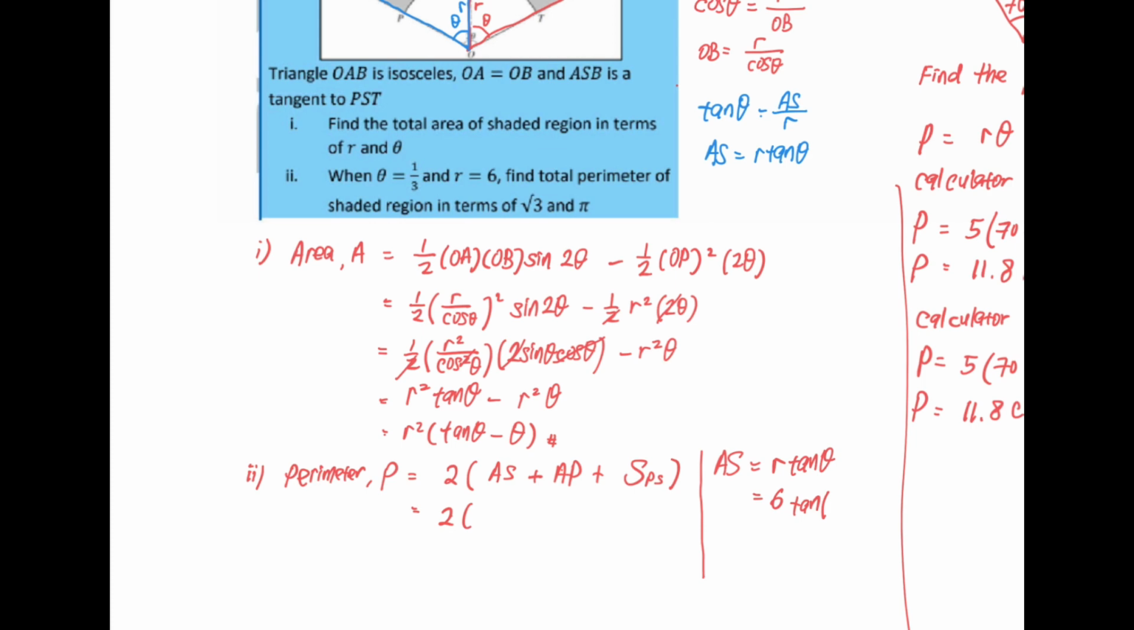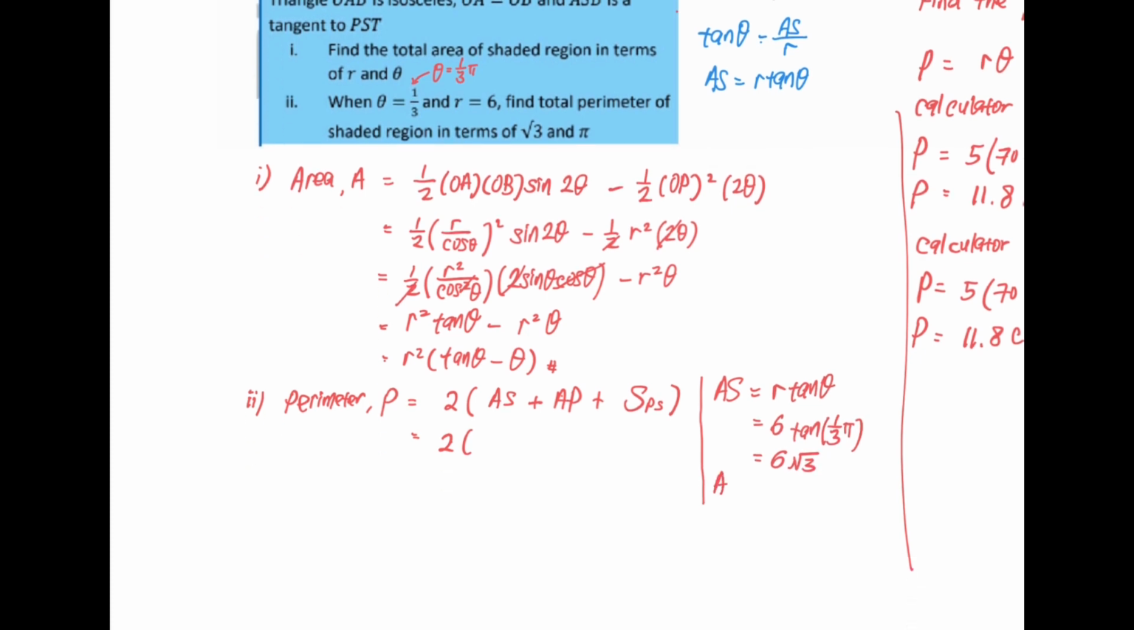It's a typo error actually. This theta should be theta equals 1 over 3 pi. Typo error. Okay, so 1 over 3 pi. So tangent 1 over 3 pi, that is tangent 60 degrees. Tangent 60 is root 3. So 6 root 3. That's AS.